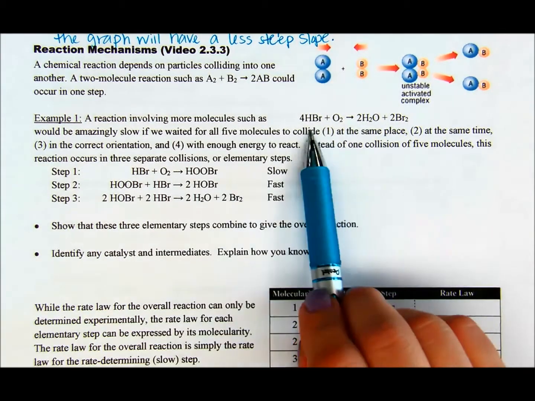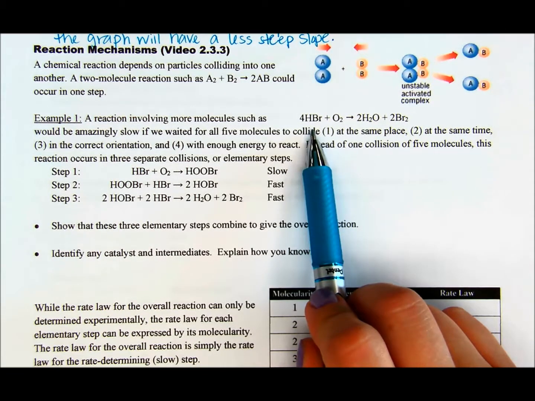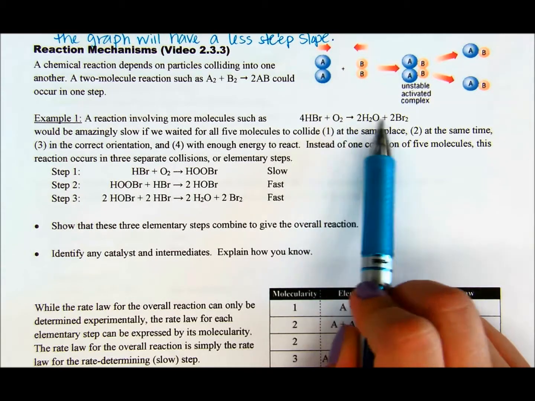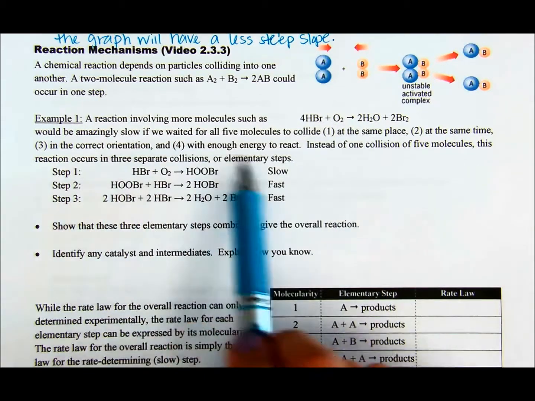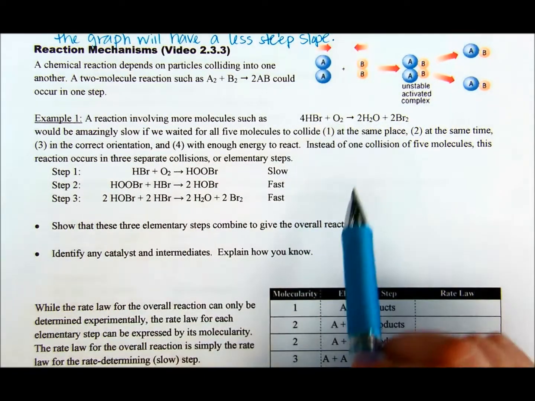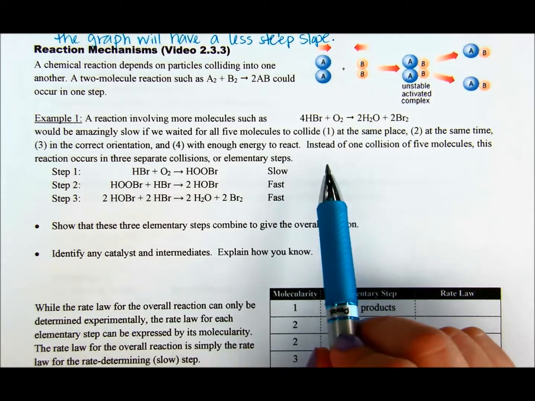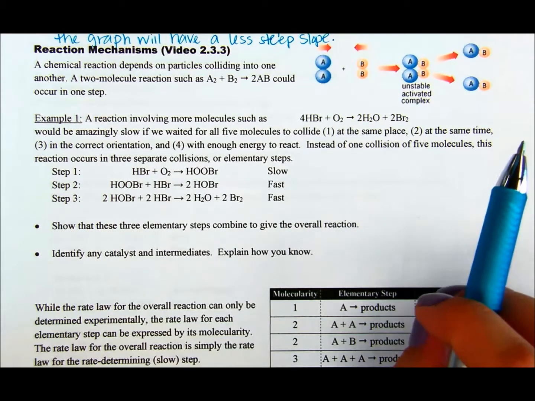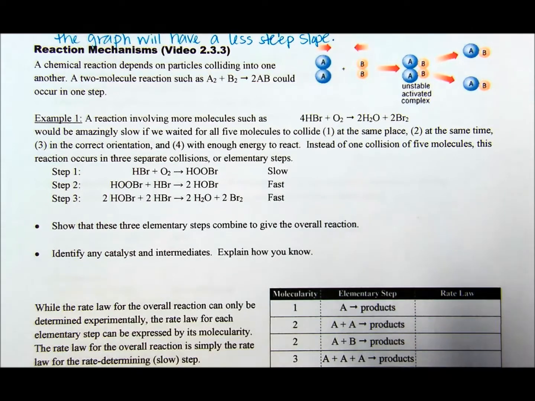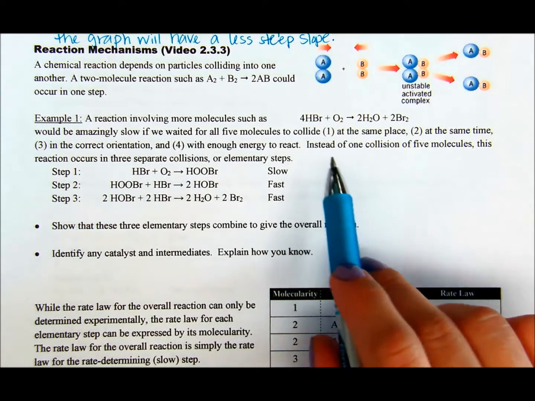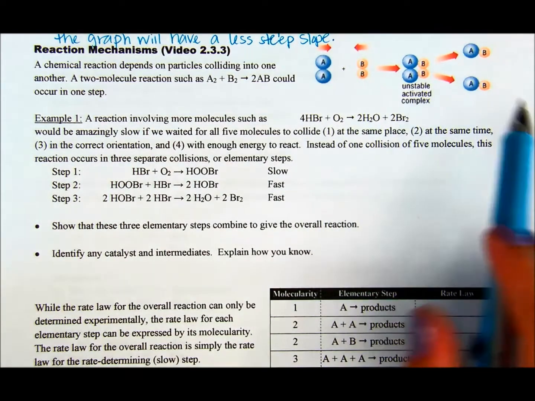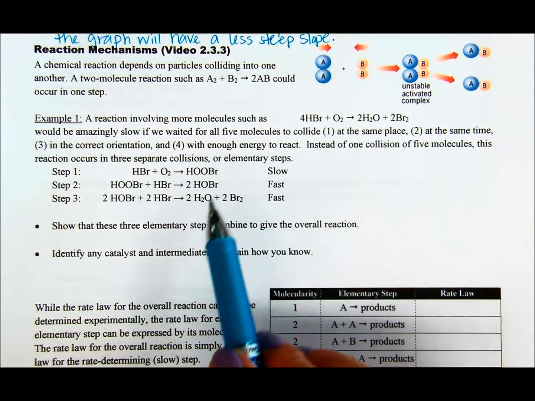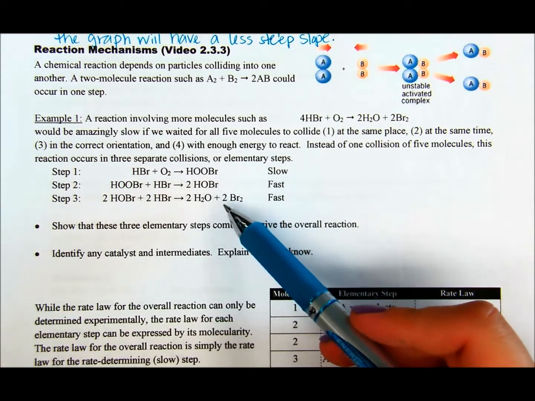However, if you have something like this, 4 hydrobromic acids plus an O2, and they go to your products, that's going to be exceedingly slow. So if we waited for all 5 molecules to collide with each other at the same place, at the same time, in exactly the right spot, and with exactly the right amount of energy, it's going to be super slow, just because that's really unlikely to happen. So really, instead of one collision of all 5 molecules all at once, like you're seeing up here, the reaction actually occurs in 3 separate steps, or 3 separate individual collisions.